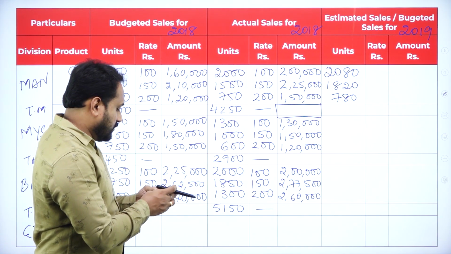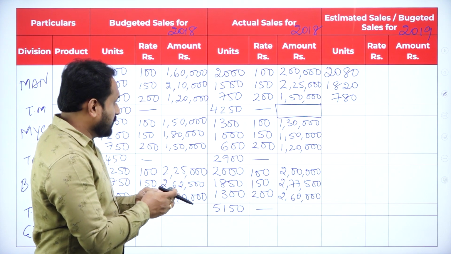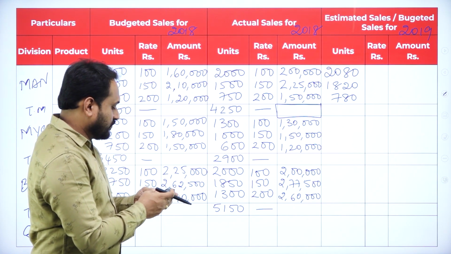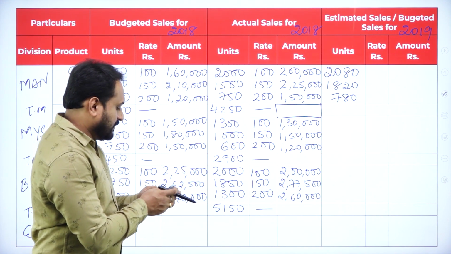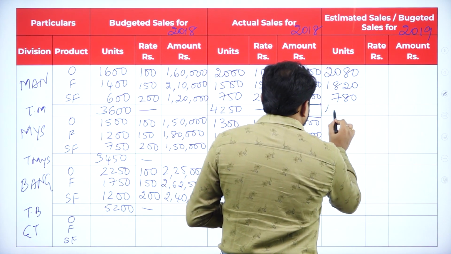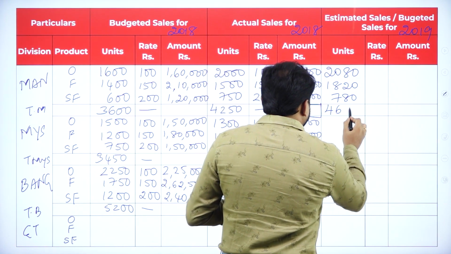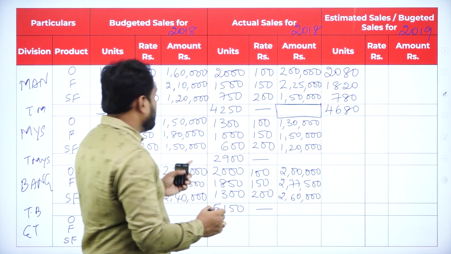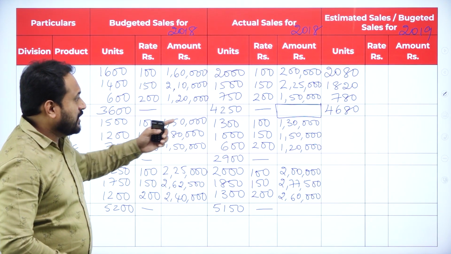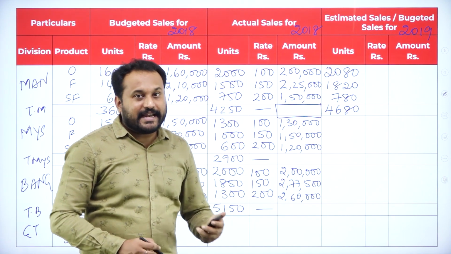So we have 2,080 plus 1,820 plus 780. So it is 4,680 units. See, understand. Earlier we had 3,600 units. Now we have 4,680 units.